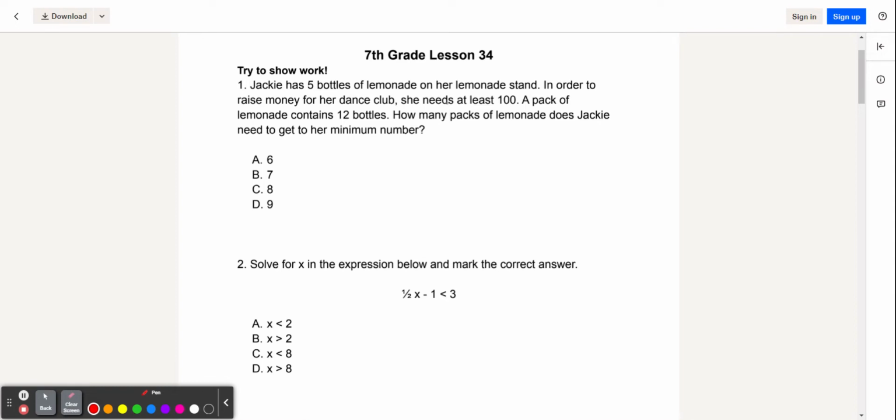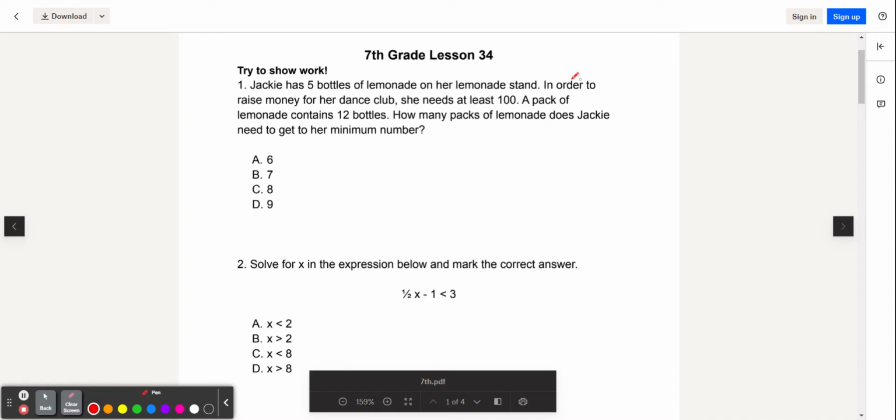So, for our first word problem, Jackie has 5 bottles of lemonade on her lemonade stand. In order to raise money for her dance club, she needs at least 100. A pack of lemonade contains 12 bottles. How many packs of lemonade does Jackie need to get to her minimum number?